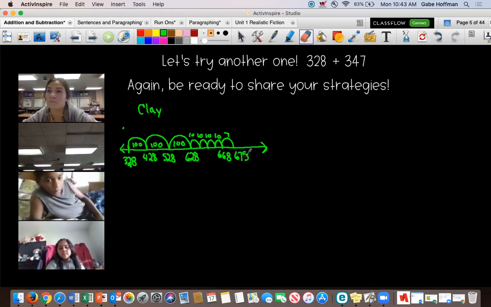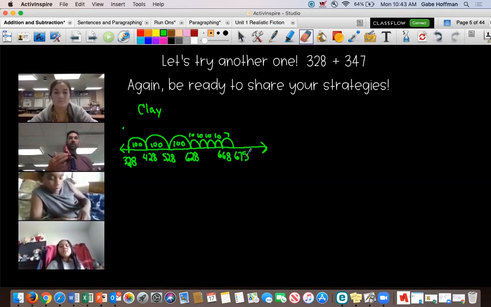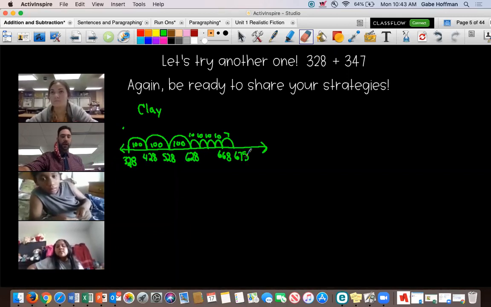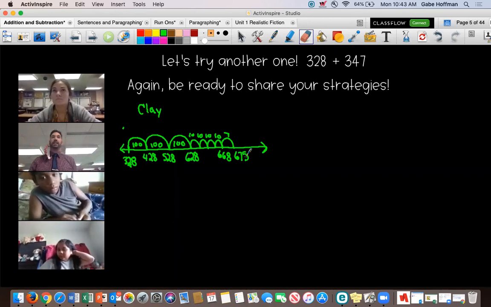So that's using a number line. The cool thing about a number line is you can make jumps by whatever you want. I know I'm going up 347. I could jump 300 at the beginning if I want, or I could do 100 each time just like Clay did. Nice job. Thank you for that strategy, Clay.